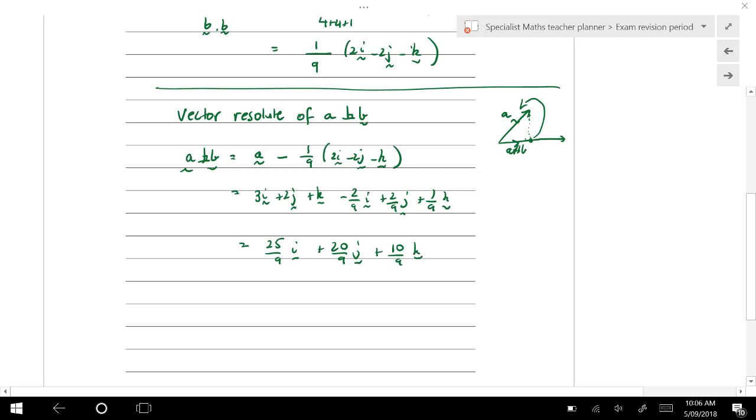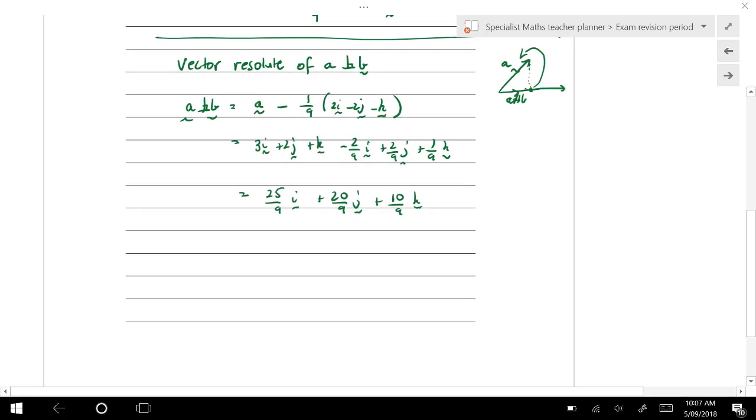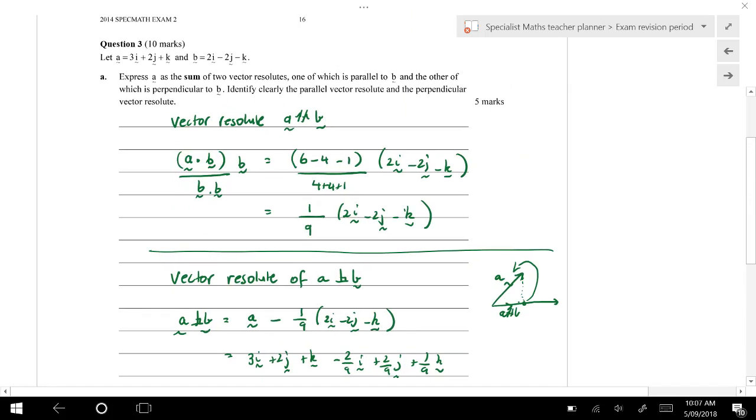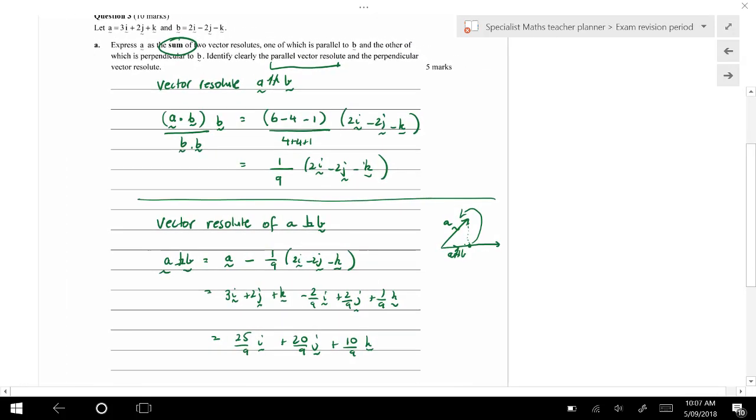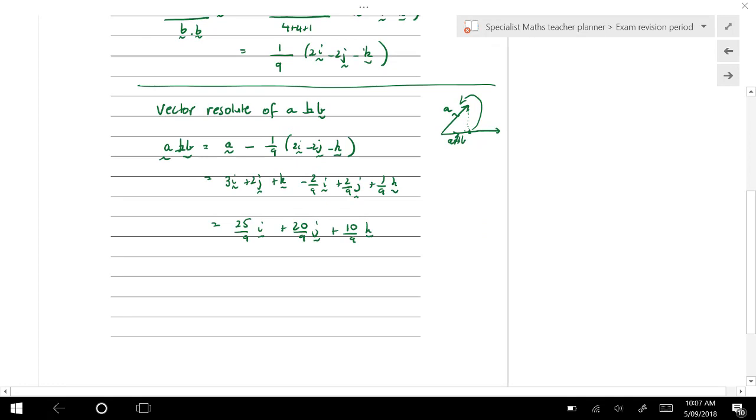No need for a calculator, but if you're mucking up your fractions and things, I'd be doing it in a calculator, but you're only wasting time if that's the case. You need to be pretty quick at evaluating. We are not done, by the way, because let's have a look at the question. It says, identify clearly the parallel vector resolute. It says, express, look at this bold thing, expresses the sum. So therefore, vector A can be expressed as the sum of two vectors, its perpendicular component and its parallel.